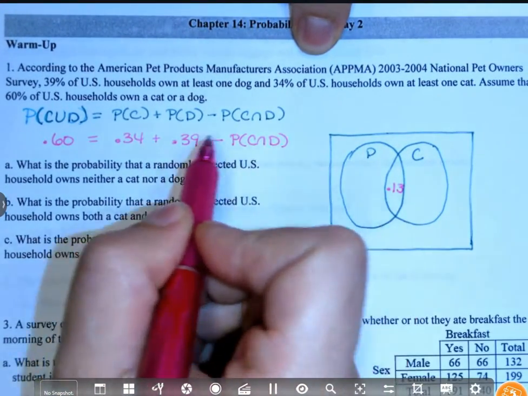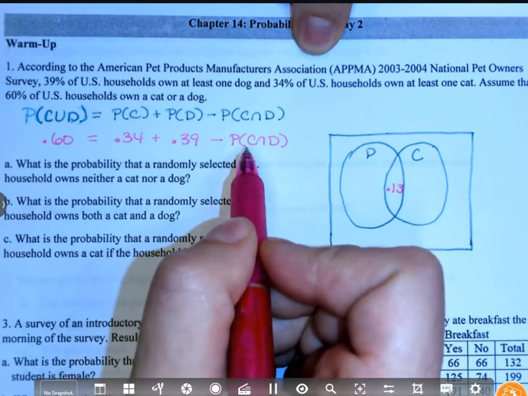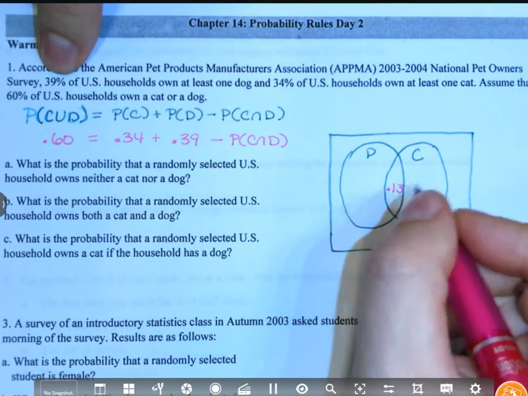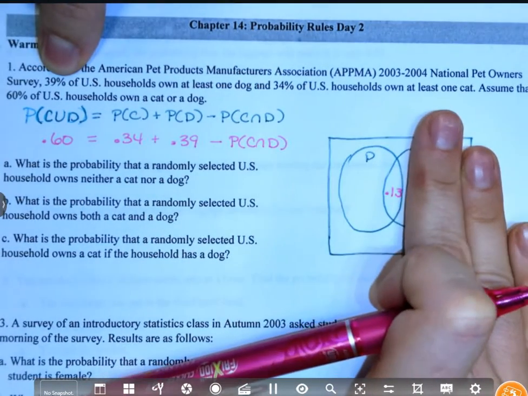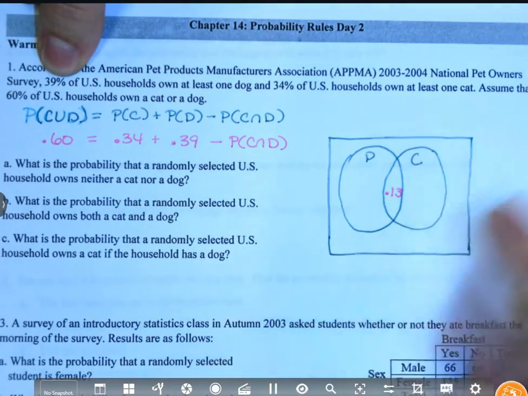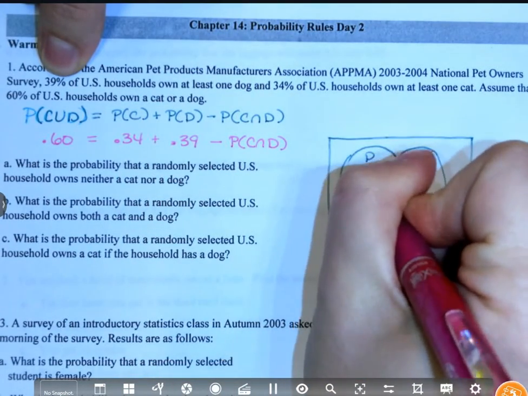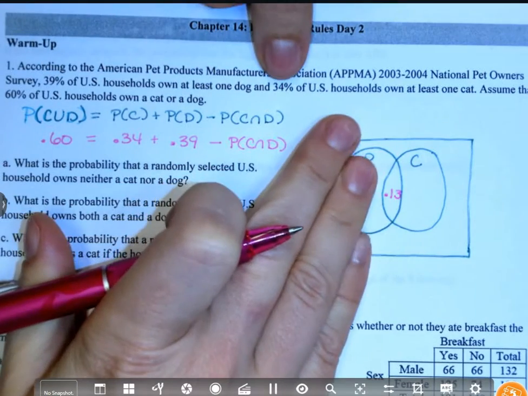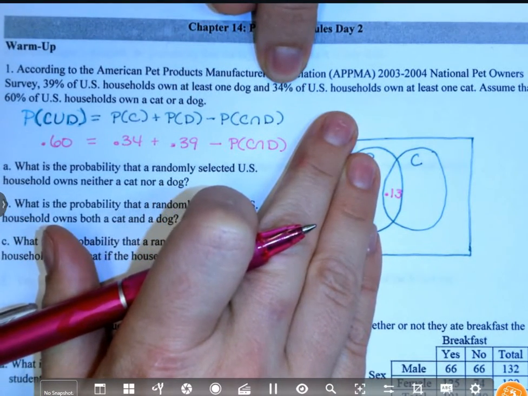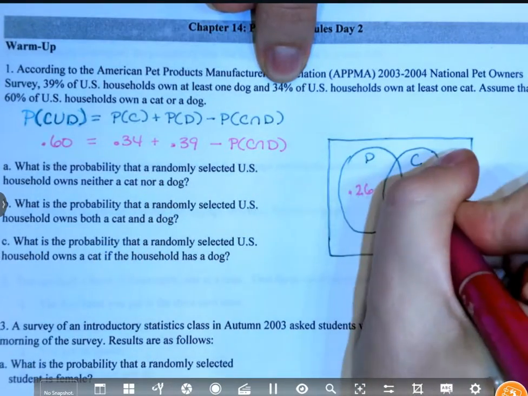You don't need to show this all here. You can just work it out and set up a Venn diagram. But if I have 39% in my dog circle, I already have 0.13. What am I missing? 0.26. I'm supposed to have 34% in my cat circle. I already have 13. What am I missing? 0.21.